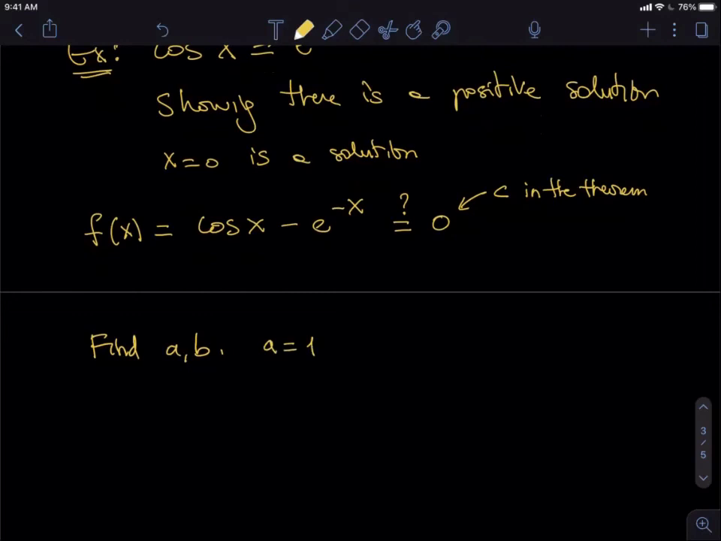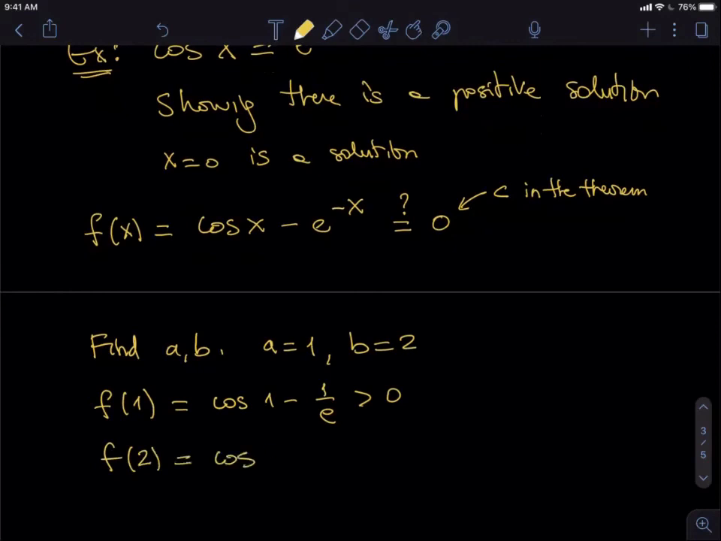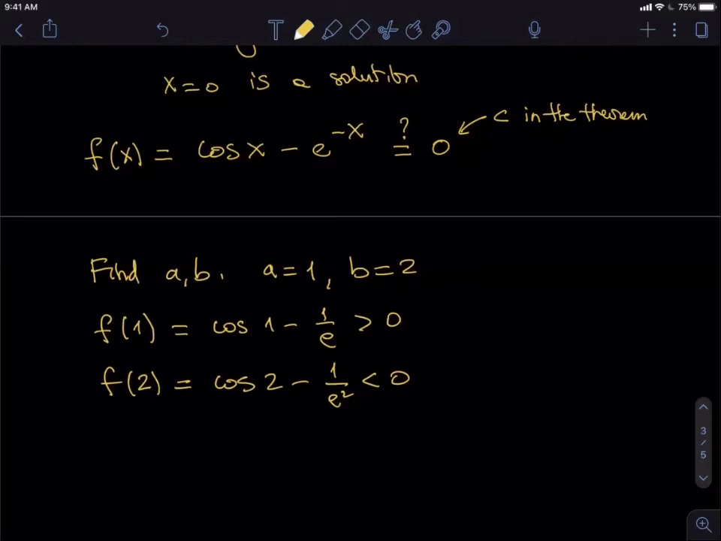Okay, I'm going to try with A equal 1 and B equal 2. And it turns out that f of 1, cosine of 1 minus 1 over e, this turns out to be positive. And f of 2, which is cosine of 2 minus 1 over e squared, okay, this is negative. Now, because one is positive and the other one is negative, that means that there exists x in (1, 2), we can call it x0, such that f of x0 equals 0. Okay? So that's the solution right there.